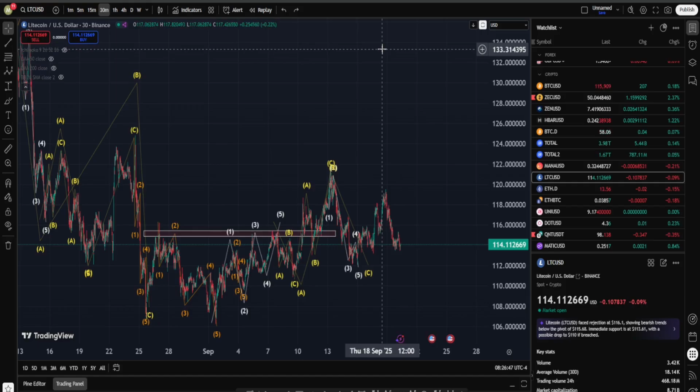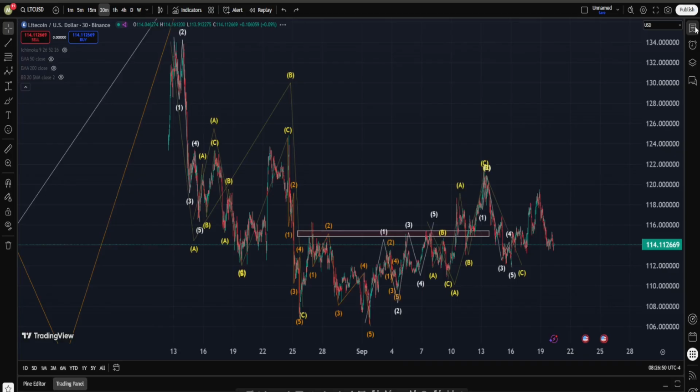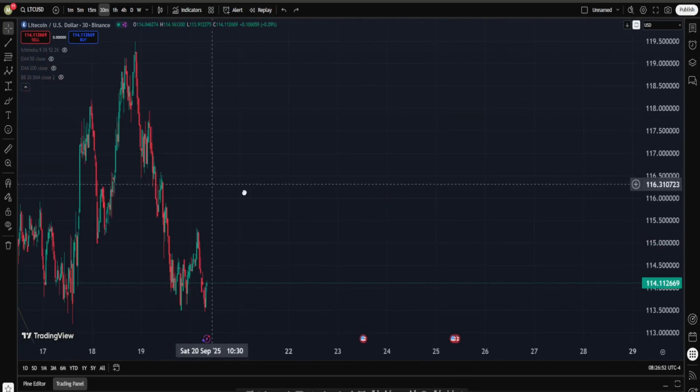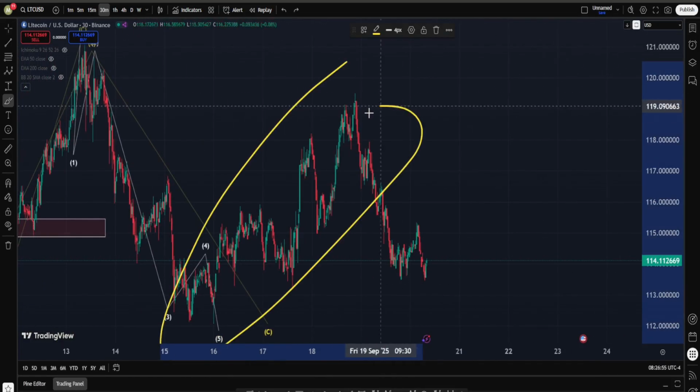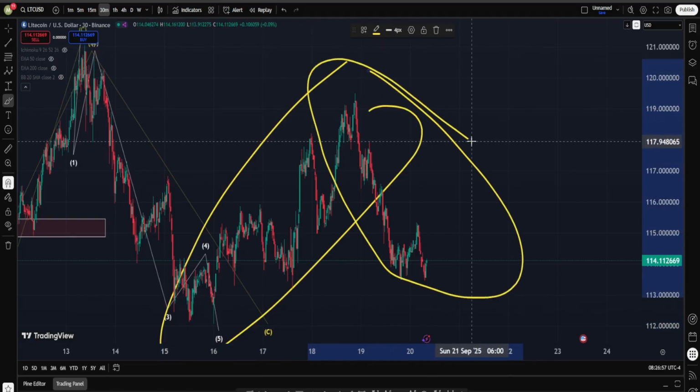Okay, hi everyone, welcome back. In this update we are going to check out Litecoin's price chart, and I do have quite a bit to say about this move up and also this important phase on the downside.